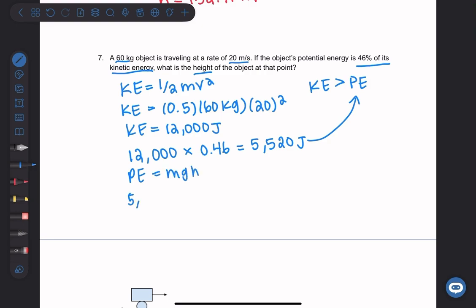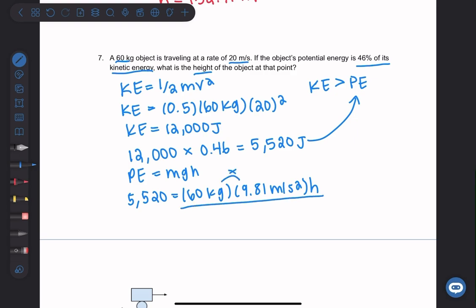We found out that the potential energy is 5,520. The mass is 60 kilograms. The gravity is 9.81 meters per second squared. Oh, wait, we want to find the height. So it means we do 60 times 9.81, which is 588.6. And you should divide both sides by that number to isolate the height.